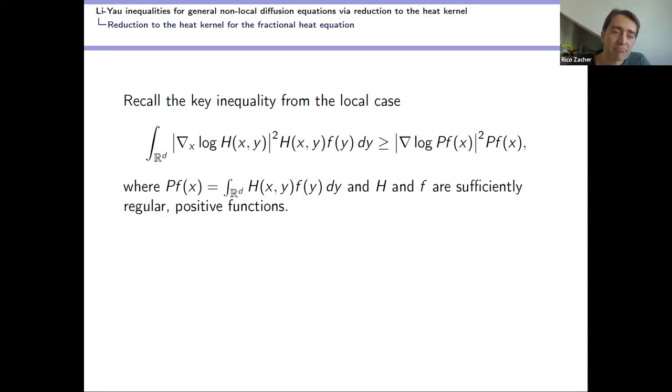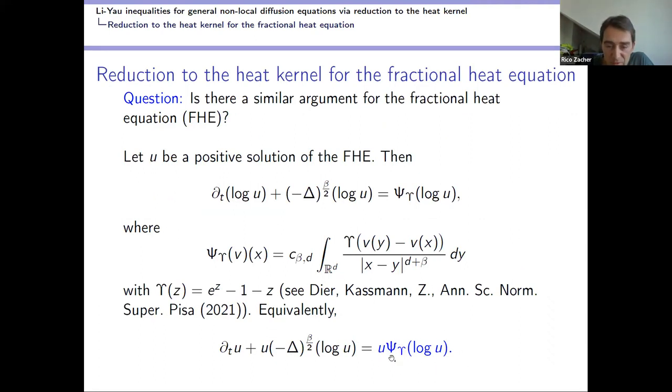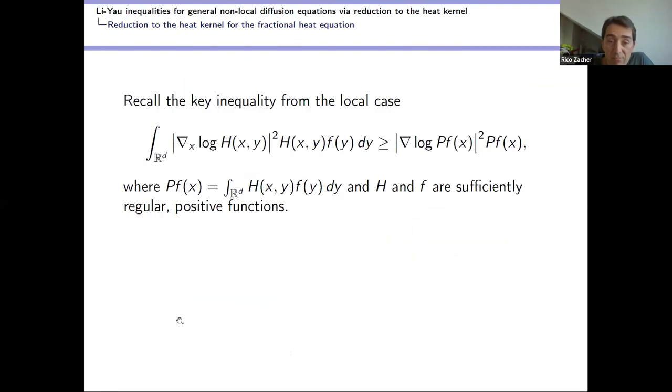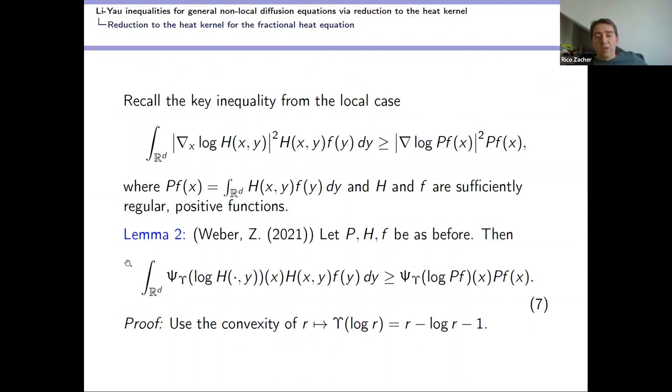Okay, so now I would like to remind you of the key inequality from the local case, which was this one here, where PF was given in terms of such an integral. So it turns out that we can obtain a similar inequality now with this operator we have on the right-hand side. And this is now a key ingredient in our approach. Under the same assumptions on the involved functions, we can show that this psi epsilon log PF times PF of x term can be estimated from above by the corresponding one, where we move out the integral, and where we have the same structure now on the heat kernel.